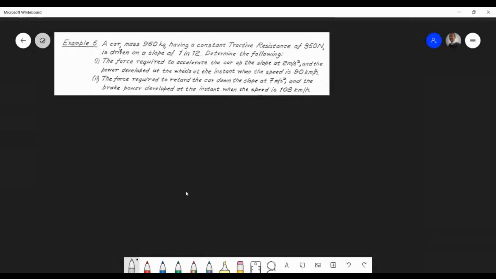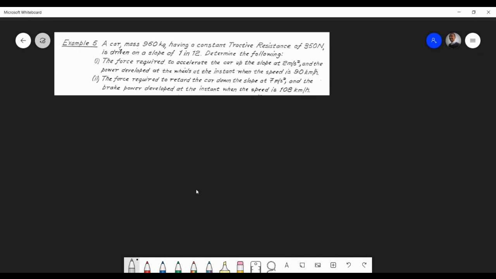Okay, so this question reads: a car of mass 960 kilograms has a constant tractive resistance, once again, of 350 newtons. It is driven on a slope of 1 in 12. Determine the following: the force required to send the car up the slope at 2 meters per second squared, and the power developed at the wheels. So there's a bit of new old concepts. When the speed is 90 kilometers per hour.